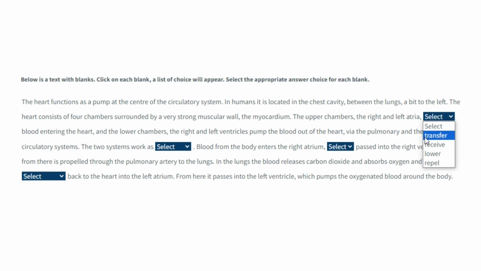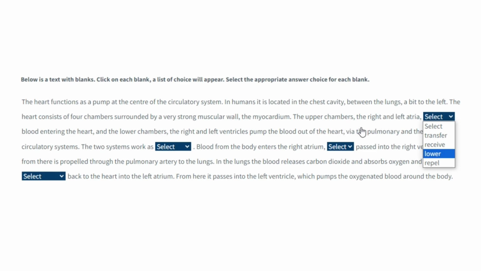Transfer means to change the position of something, to send it to another position. Receive is to take something. Lower means to lower down the level, or decrease the level of something. Repel is the opposite of attract, to push something away.